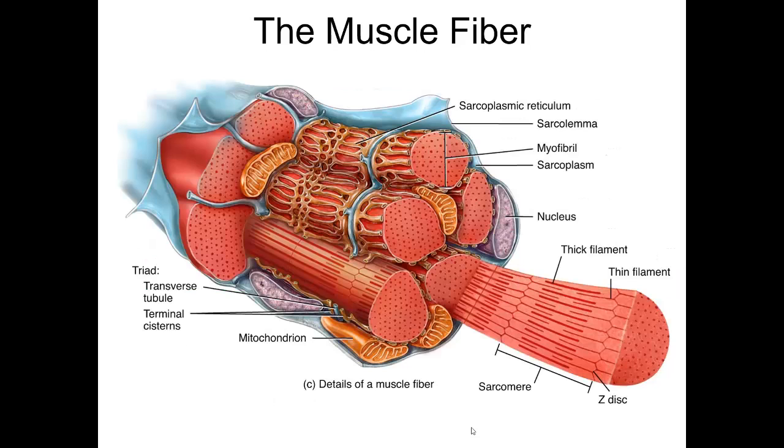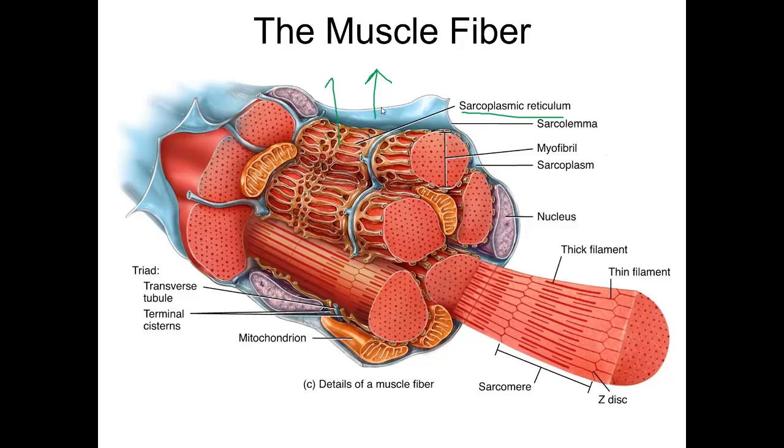So to recap, I'm going to go over the muscle fiber structure one more time. We have the sarcolemma, which is the plasma membrane of the muscle fiber. This is the sarcoplasmic reticulum, which is the smooth ER of the muscle fiber.